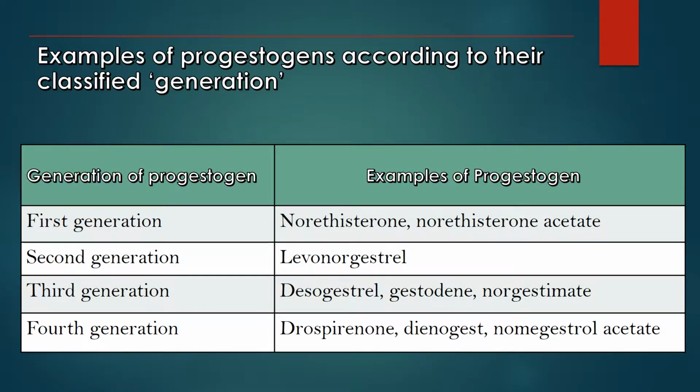Examples of progestogens according to their classified generation. First generation: norethisternone and norethisternone acetate. Second generation: levonorgestrel. Third generation: desogestrel, gestodene, and norgestimate. Fourth generation: drospirenone, dienogest, and nomegestrol acetate.